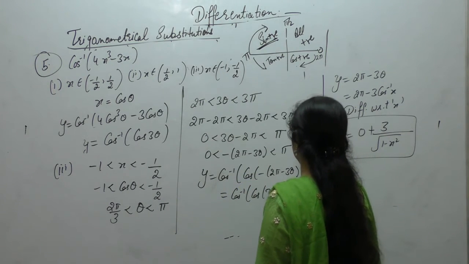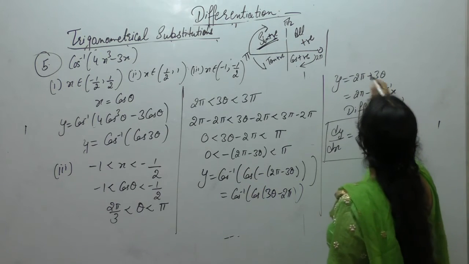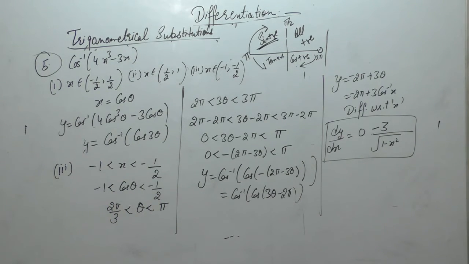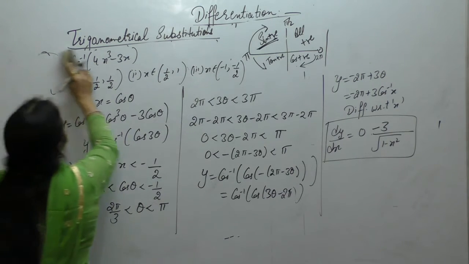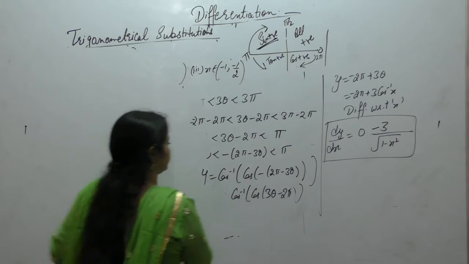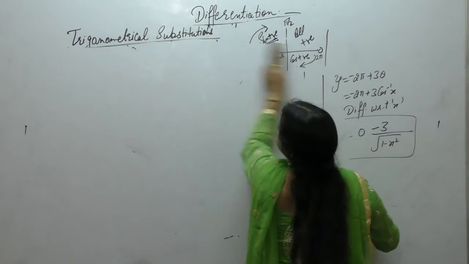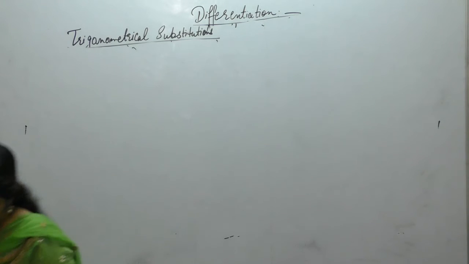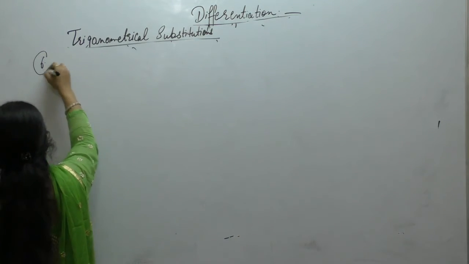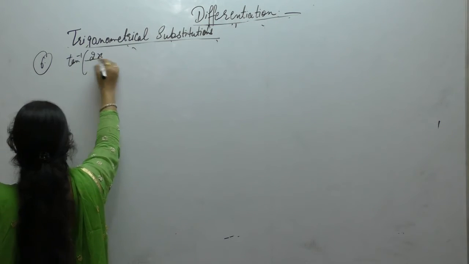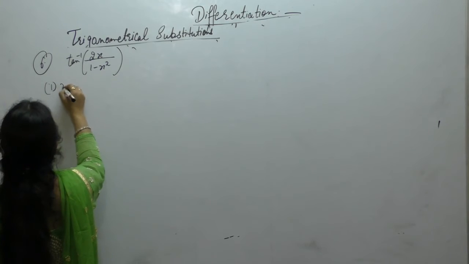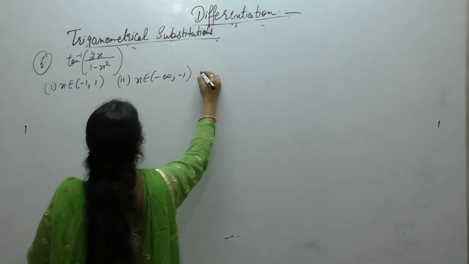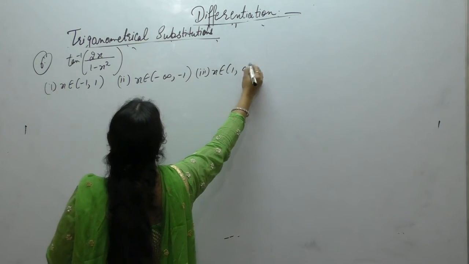Here we can write it as... now the next one. Next question. Differentiate tan inverse of 2x upon 1 minus x square with respect to x. X belongs to minus 1 to 1, minus infinity to minus 1, and 1 to infinity.